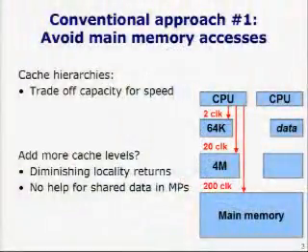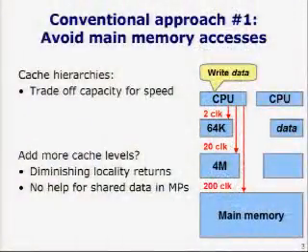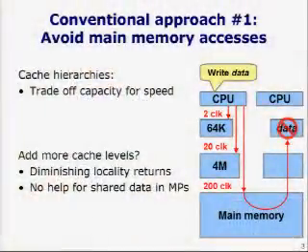Secondly, if I add a second processor to this system, and there's some piece of data in that processor's cache, and the first processor wants to access or modify that piece of data, then even if I add an unbounded amount of cache to each of these processors, I'm not going to be able to reduce the communication latency between them.